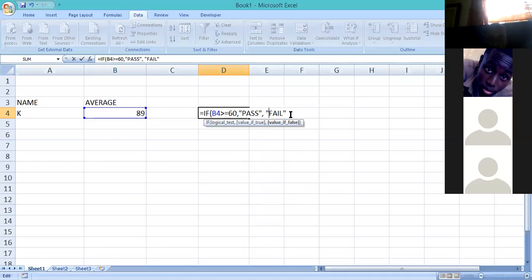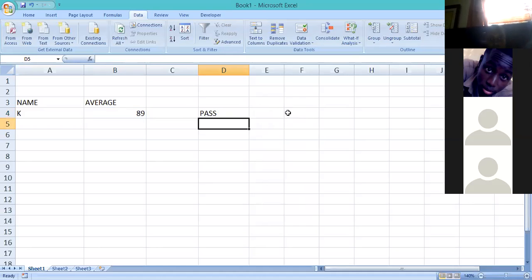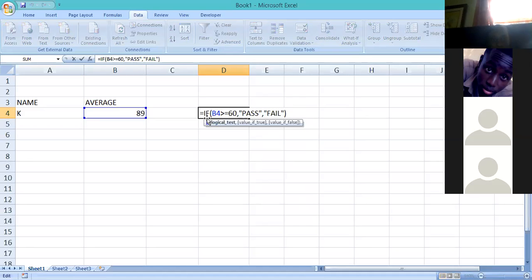Guys, you remember this? Not really. This was the last thing we did. So see there it said that the person passed. So it's equal if whatever the cell that the person's grade is in, greater than or equal to 60, they pass or they fail. So if this number was less than 60, then it would print fail.